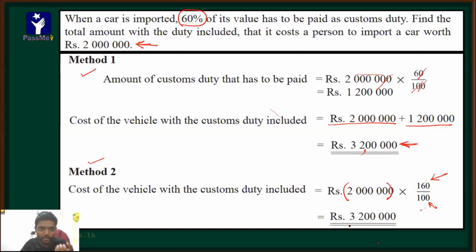So I think the first and second methods are very clear to you. This is actually a simple one. The theory behind this question is very simple, but the practical application is more complicated than you are thinking.